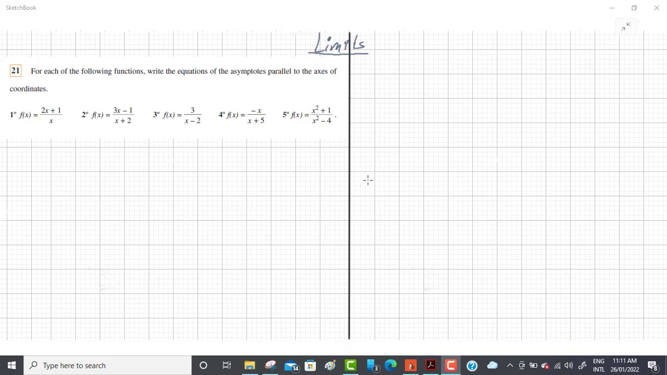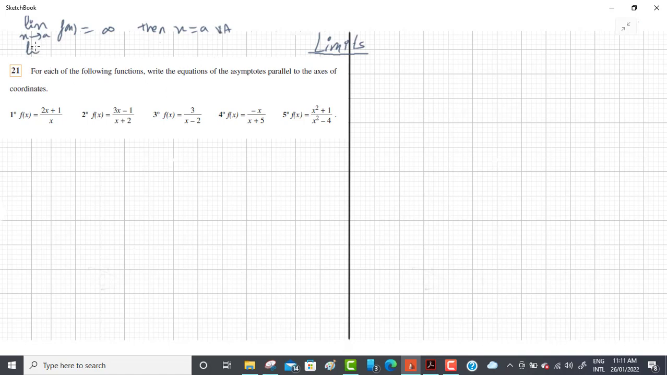Salam, our session today is about limits and asymptotes. Let's make a quick revision about asymptotes. If the limit as x tends to a number a of a function f of x equals infinity, then x equals a is a vertical asymptote. We did explain this in class.